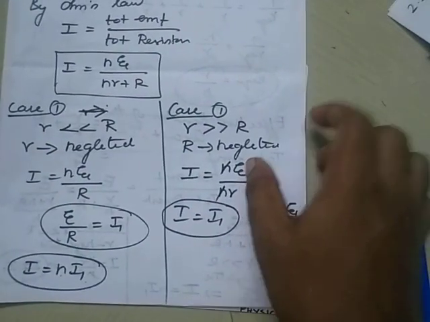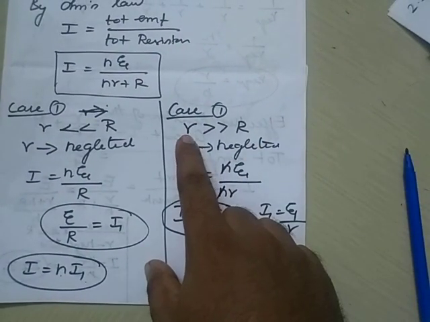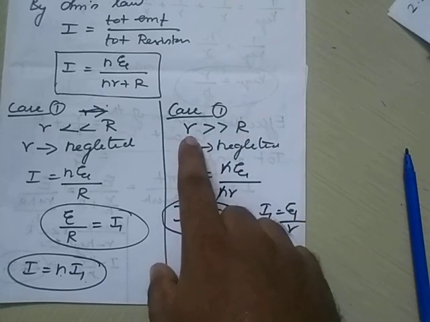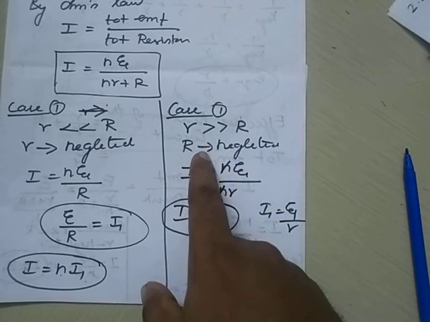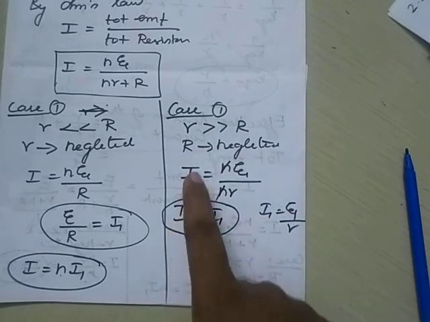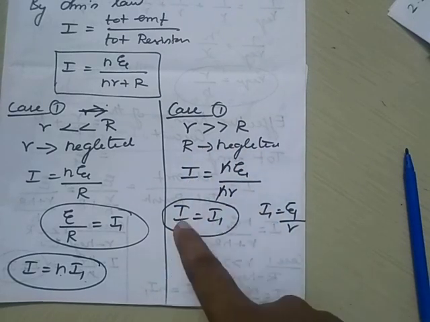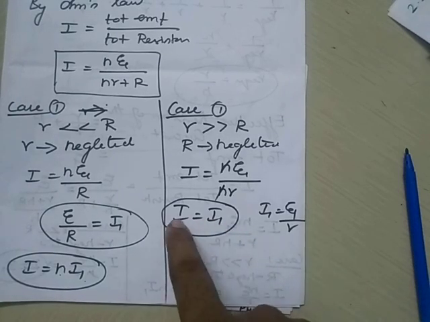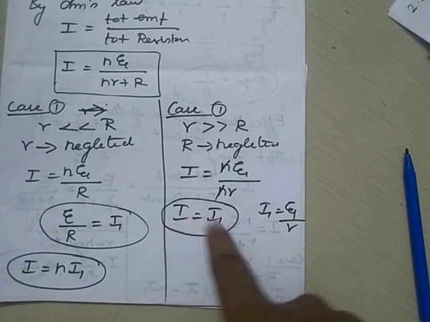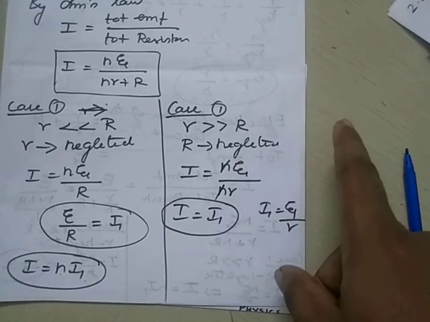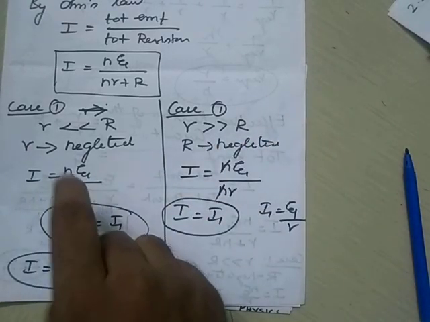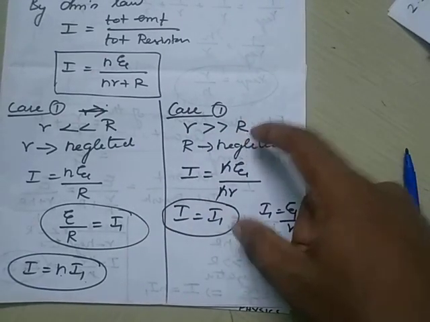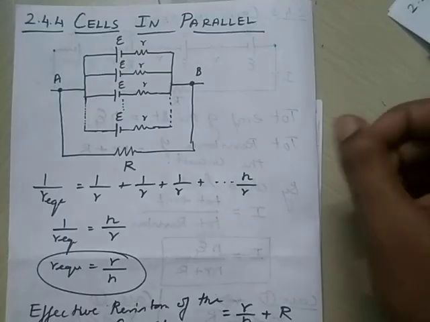In the second case, the internal resistance is greater than the external resistance, then capital R is neglected. We get the expression I is equal to ψ by r, that is equal to I1. So I is equal to I1. Here the total current due to the battery is equal to the current due to a single cell. This is not an advantage.